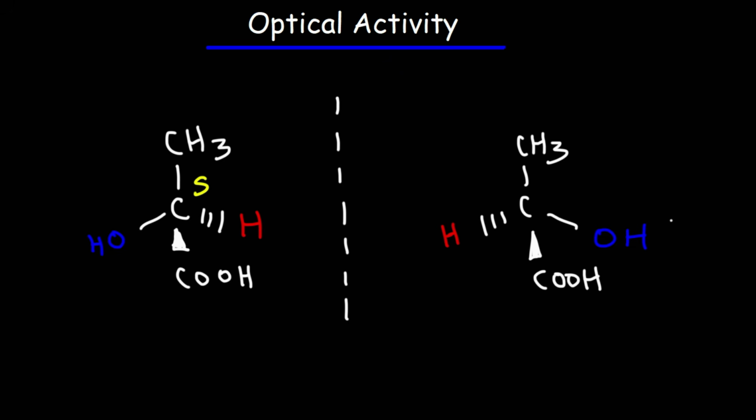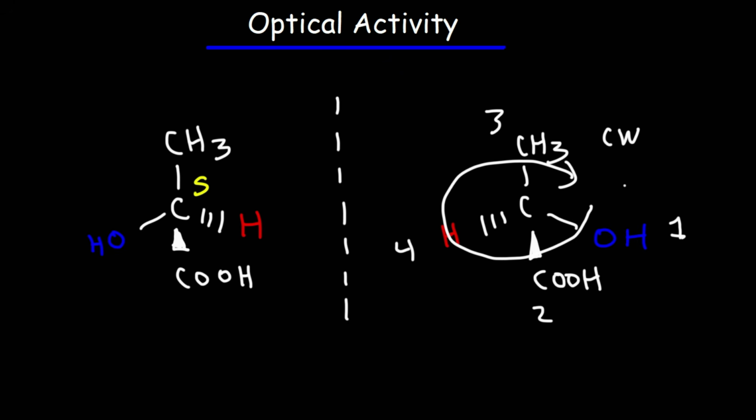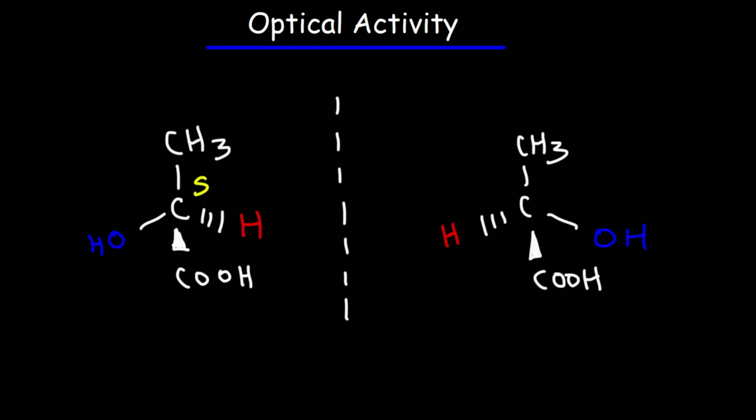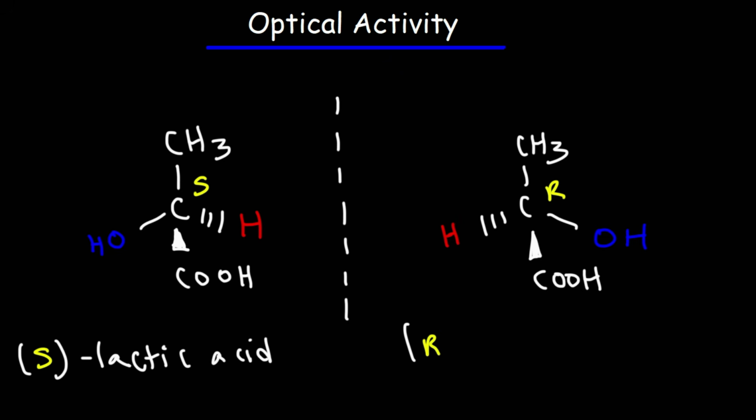Now for the molecule on the right, this is going to be group number 1, number 2, 3, H is 4. So if we count it from 1 to 2 to 3, ignoring 4, we can see that we're rotating it in the clockwise direction, giving us the R isomer. So the molecule on the left is called S-lactic acid, whereas the molecule on the right is called R-lactic acid.